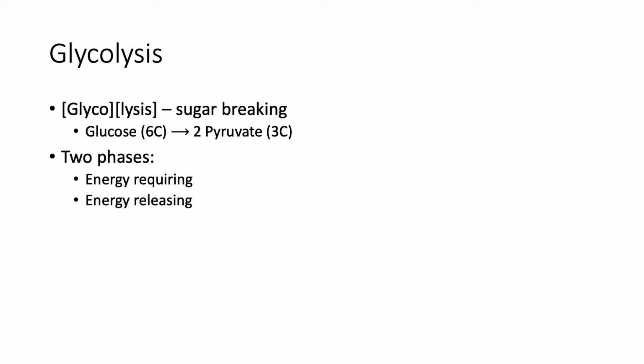Glycolysis has 2 broad stages, which can be further broken down into many smaller stages, and these broader stages are classified based on whether energy is needed for them to work, or whether energy is being produced. So we have the energy requiring phase, which comes first, and the energy release phase, which is second. And the overall output of glycolysis as a whole is 2 molecules of ATP and 2 molecules of NADH.